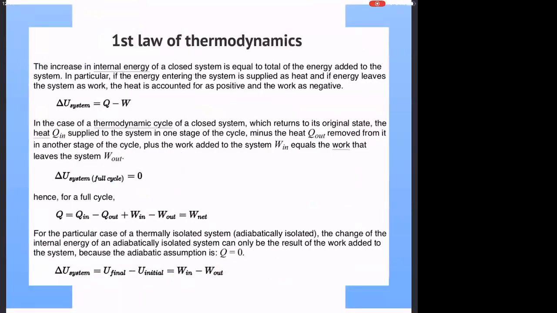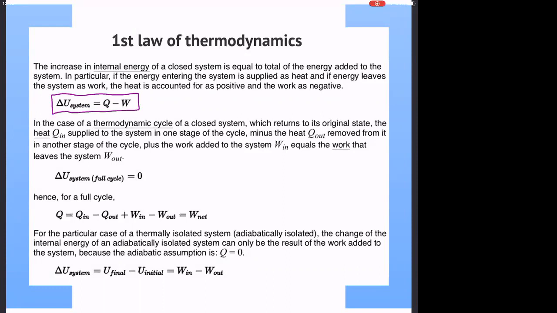So let's dig in a little more deeply. It's a little bit of words here. Again, no need to memorize any of this, but I want you to understand this conceptually. Okay. First law of thermodynamics: we know that the change in internal energy of a system is the heat input to the system minus the work done by the system. So let's just read what it says. What does internal energy mean? The increase in internal energy of a closed system is equal to the total of the energy added to the system. In particular, if the energy entering the system is supplied as heat, and if energy leaves the system as work, the heat is accounted for as positive and the work as negative.